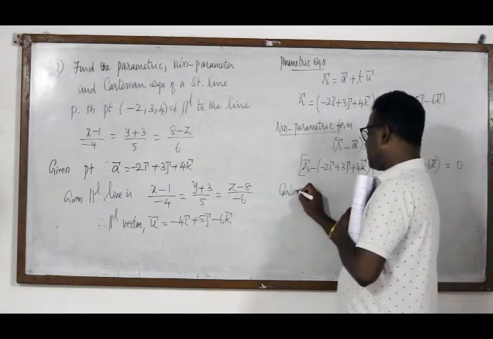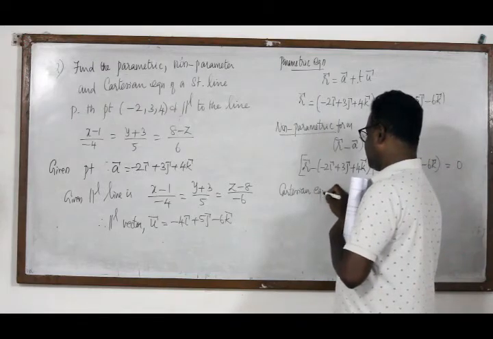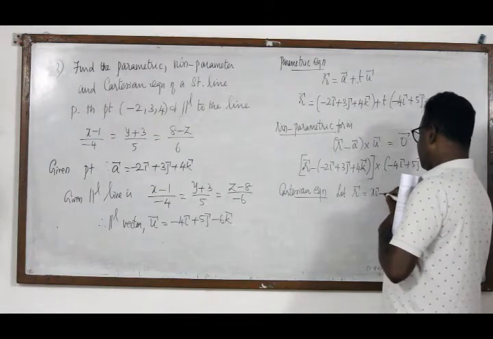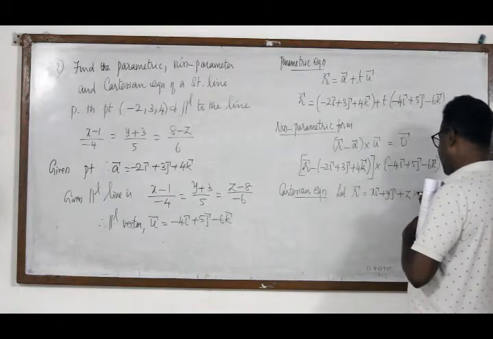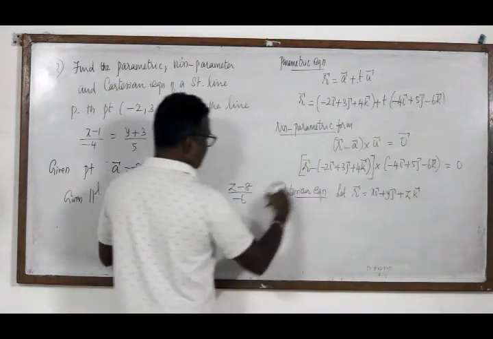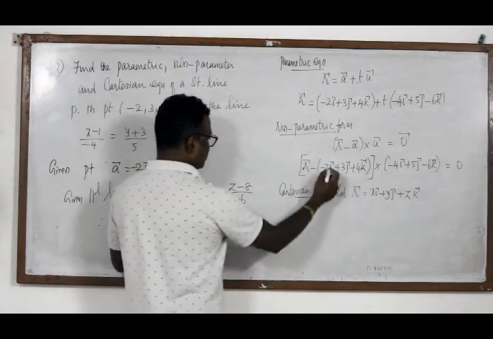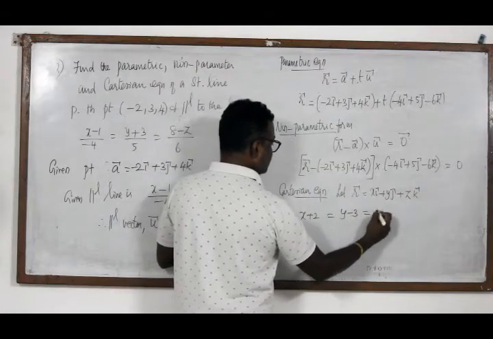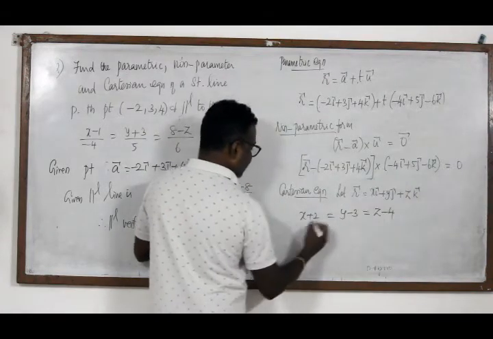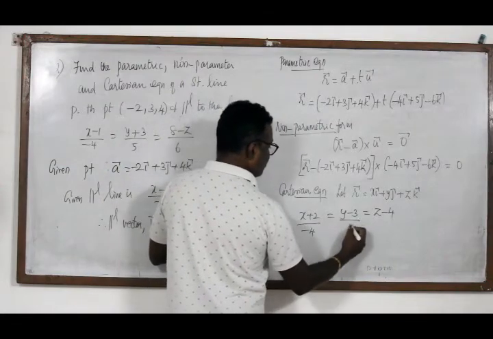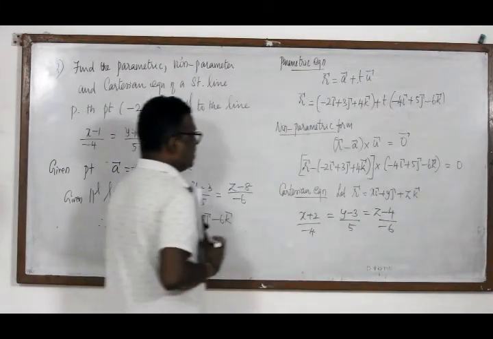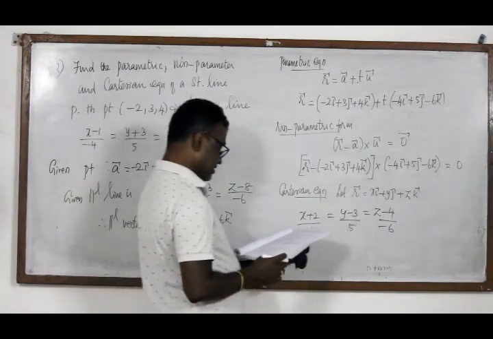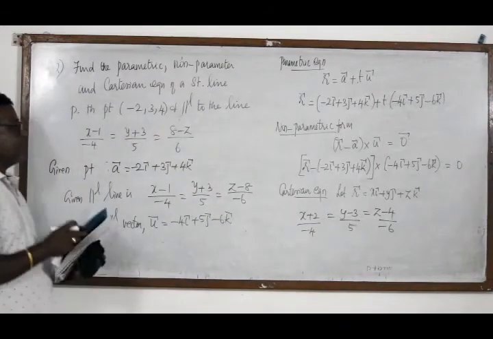Then the Cartesian equation. Let R vector equal xi plus yj plus zk. If I substitute here, the corresponding i term, j term, k term can be subtracted, so that will become x plus 2, y minus 3, equal to z minus 4. All the vector numbers will come to the denominator: minus 4, 5, minus 6. This is the Cartesian equation: x plus 2 by minus 4, y minus 3 by 5 equal to z minus 4 by minus 6. This is our second problem.